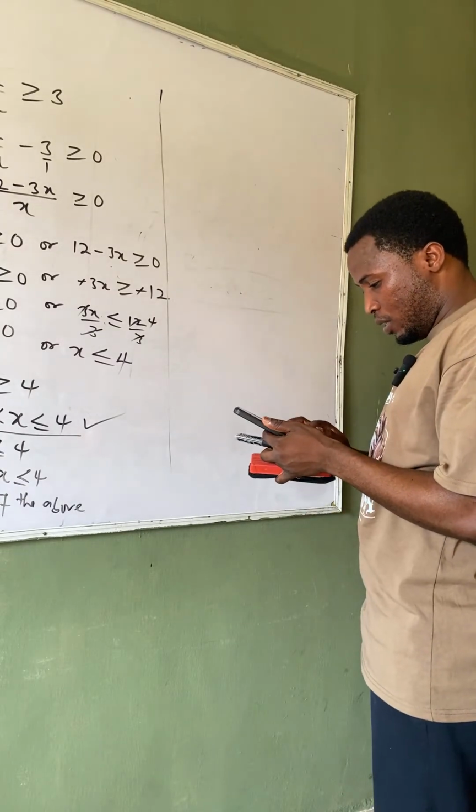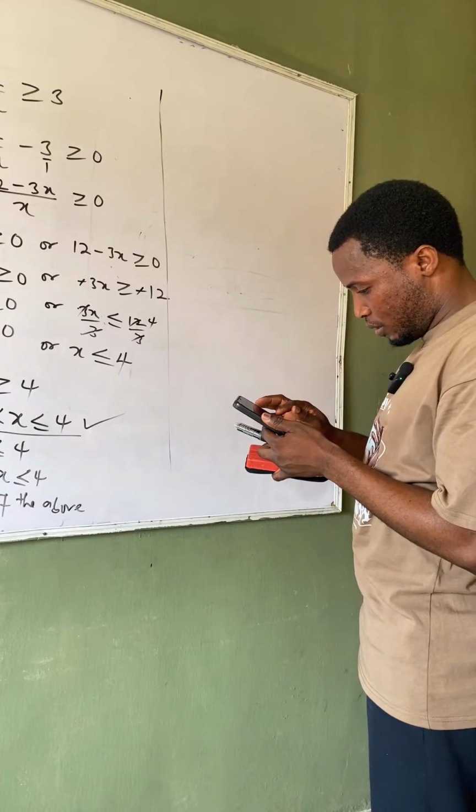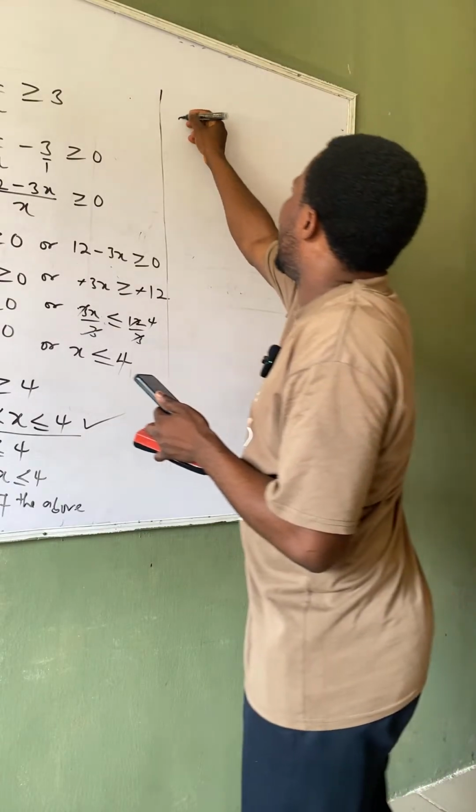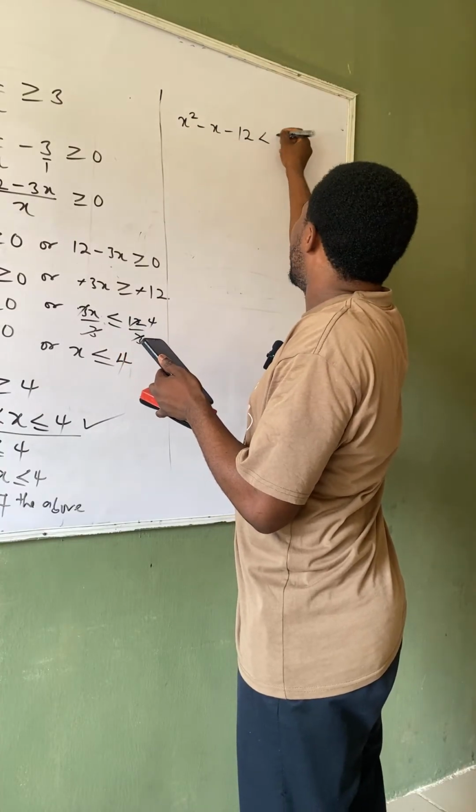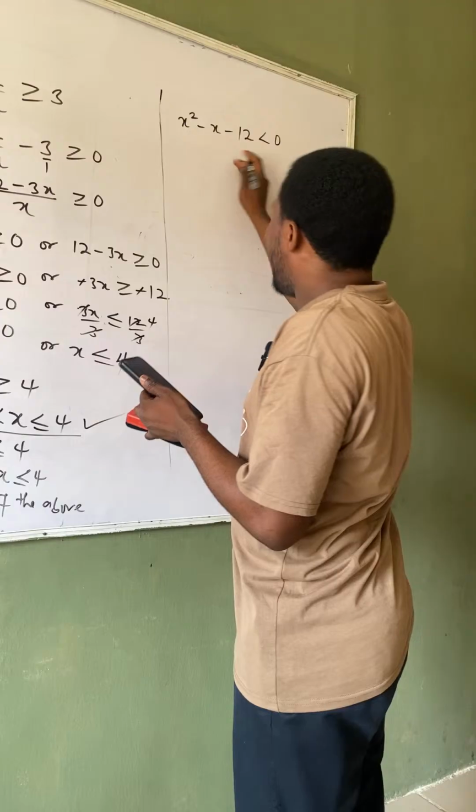So let's look at the last question. It's going to be on a quadratic. If I have x squared minus x minus 12 less than 0, how do you solve this?